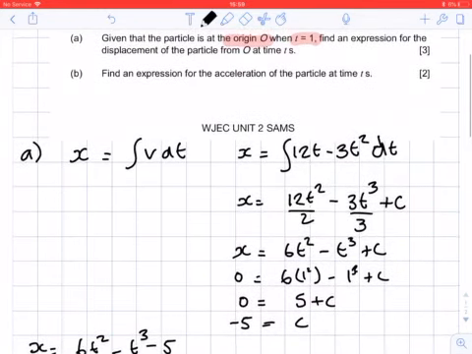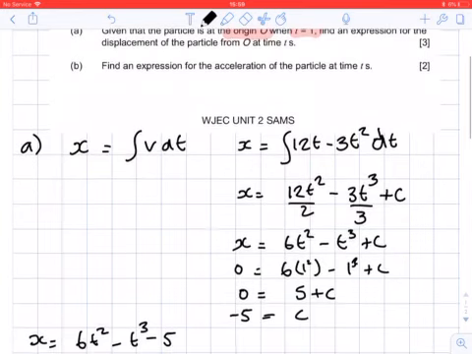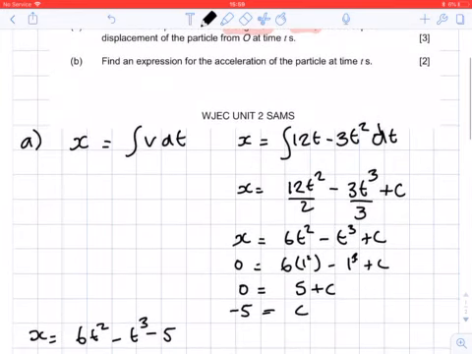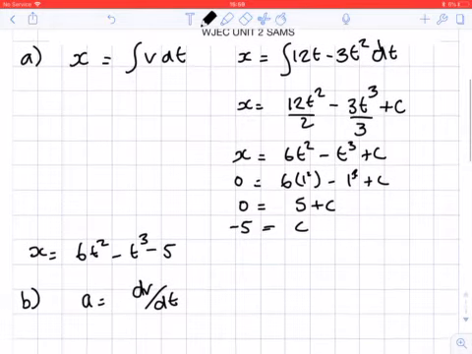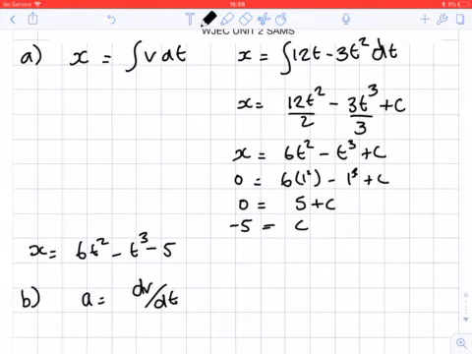So, part B. Find an expression for the acceleration of the particle at time t seconds. Well, acceleration is equal to the differentiation of velocity with respect to time. Now, in the original question, we were given our velocity. So we know that v is equal to 12t minus 3t squared.